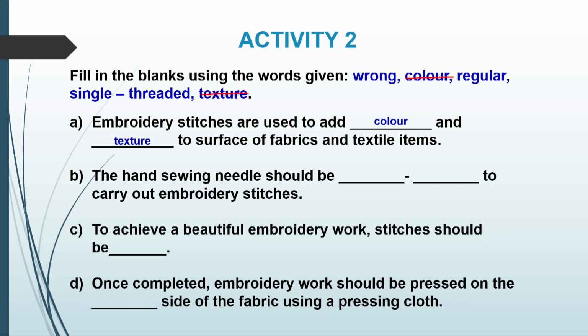The hand sewing needle should be single-threaded to carry out embroidery stitches. To achieve a beautiful embroidery work, stitches should be regular. Once completed, embroidery work should be pressed on the wrong side of the fabric using a pressing cloth. Did you get it right? Good then.